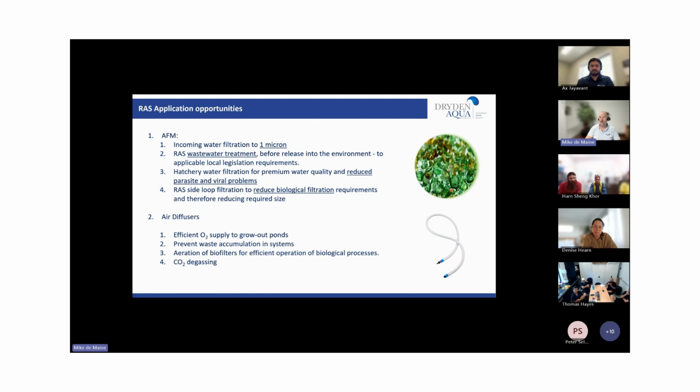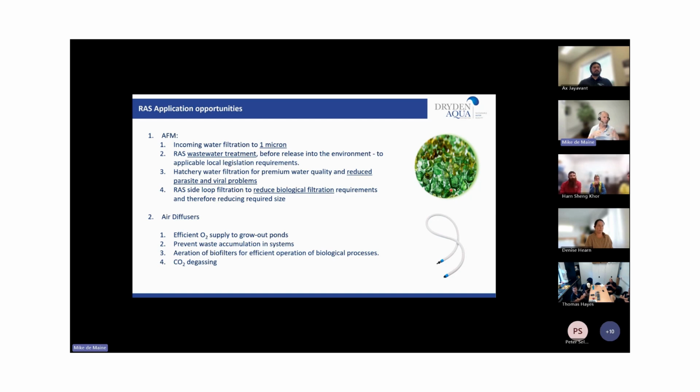So in RAS applications, incoming water, of course, RAS wastewater treatment. Quite often, because of the regulations around the world becoming very stringent on wastewater treatment out of RAS applications, we are the last line of defense of the water being released into the environment. So generally what we are seeing growing very quickly now is drum filtration on the wastewater.